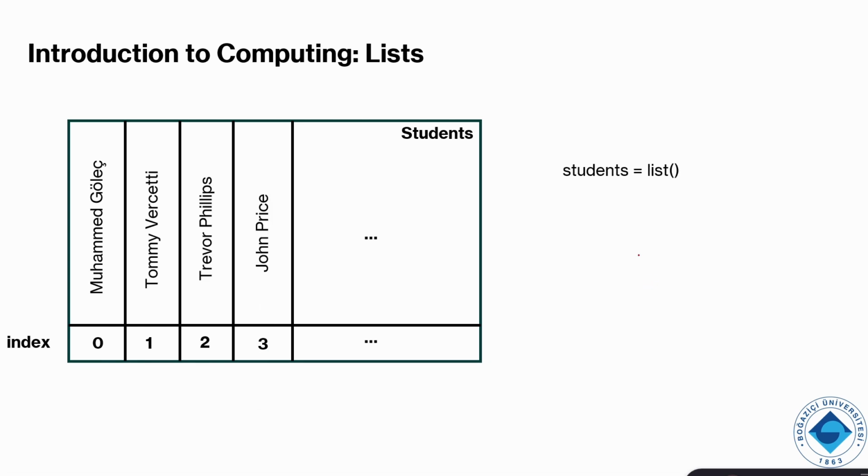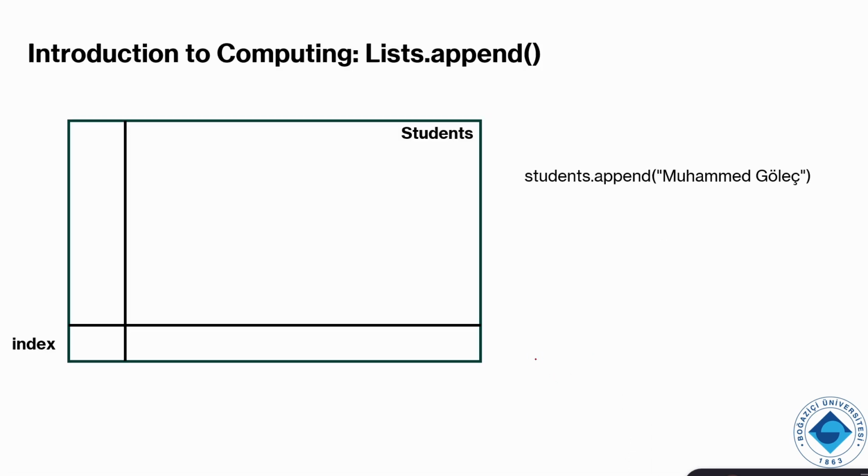First of all, we can define a list by using list, or otherwise we can use square brackets to define a list object. And once you print the type of the students, you will see the list class. After defining a list object, you can use the append function to add elements to your list object.